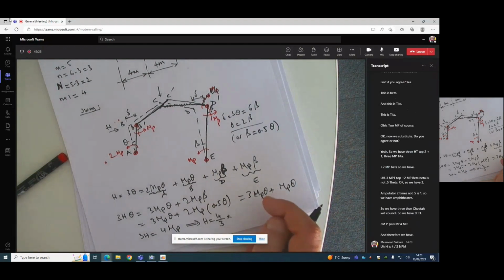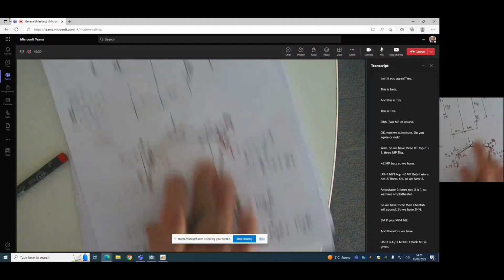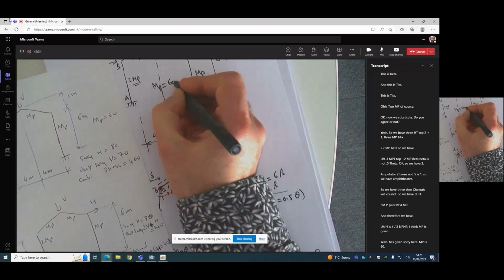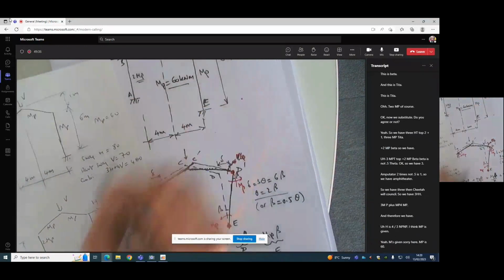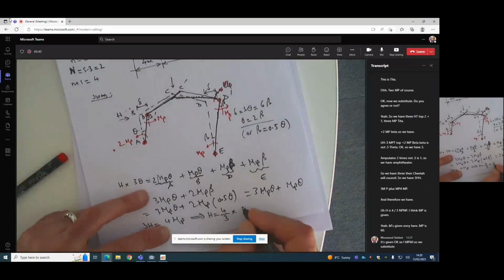mp, I think mp is given. Yeah, mp is given, sorry, here. mp is 60. It's given, okay? So mp is 60. So we substitute mp here.